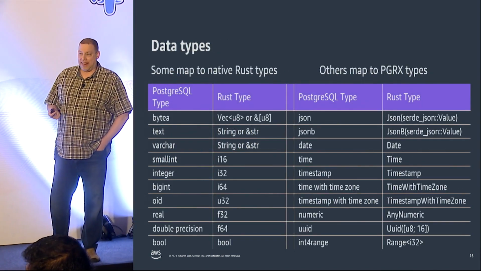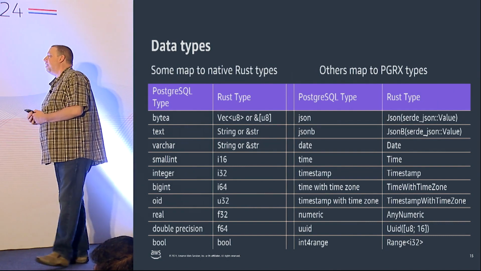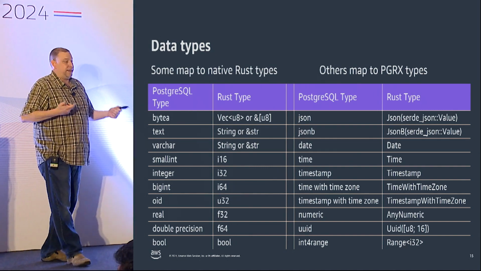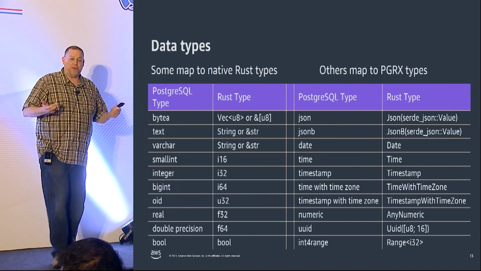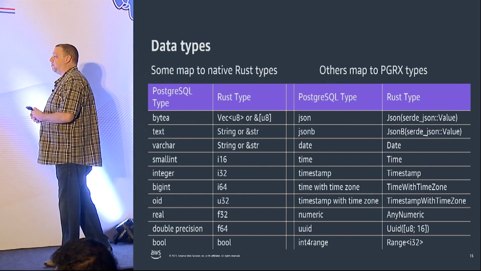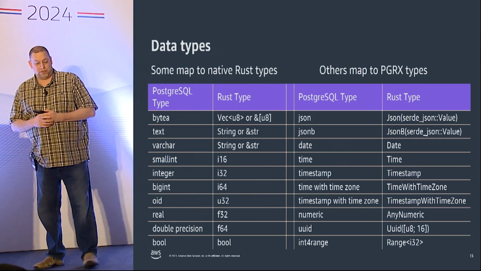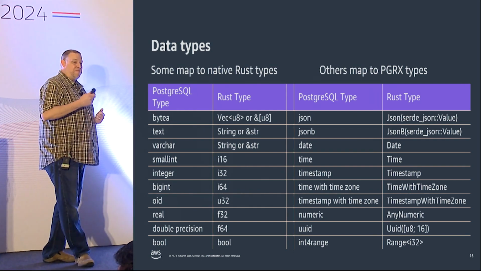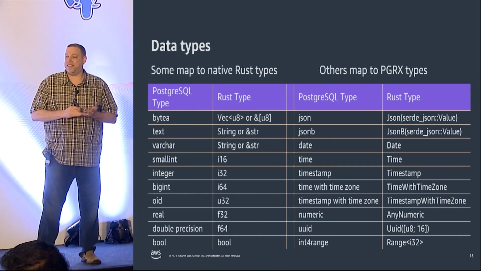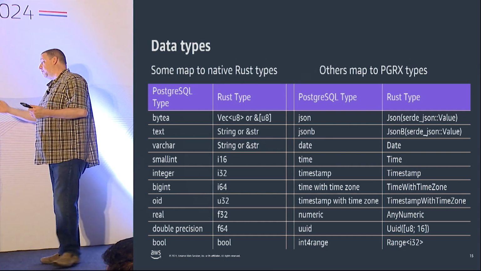There's a number of different data types. Postgres has many, many, many data types. Some of them map very nicely to Rust data types, like all the integer types, which map to equivalent Rust ones. Text and varchar map to strings. Same thing with the floats and the doubles. But there's a number of things that are very Postgres specific, like JSON and JSONB, times, dates, even ranges.